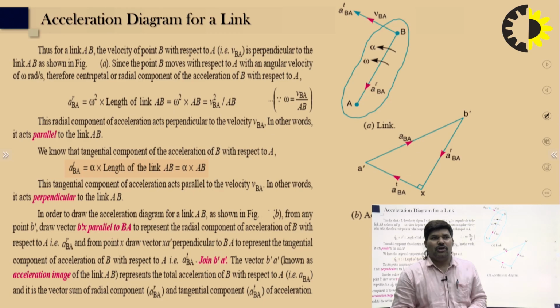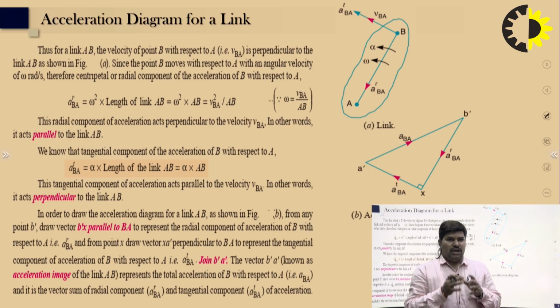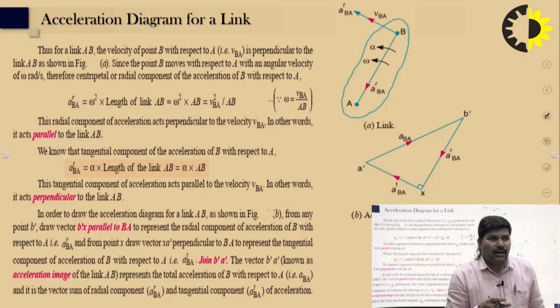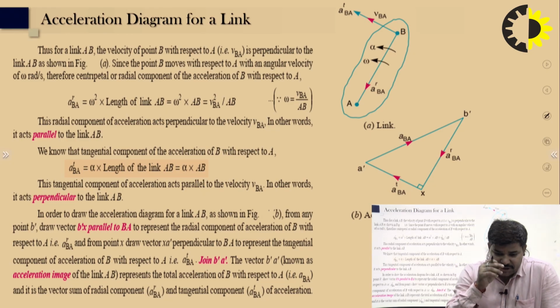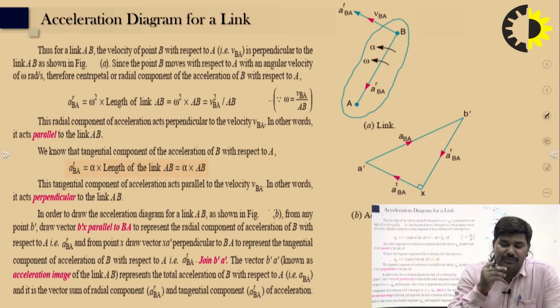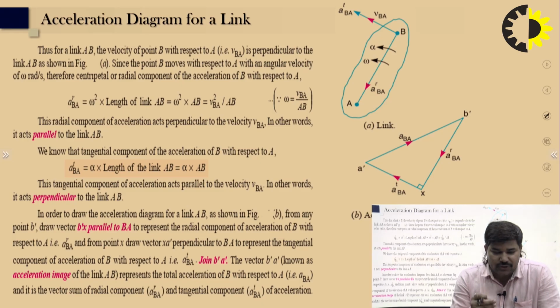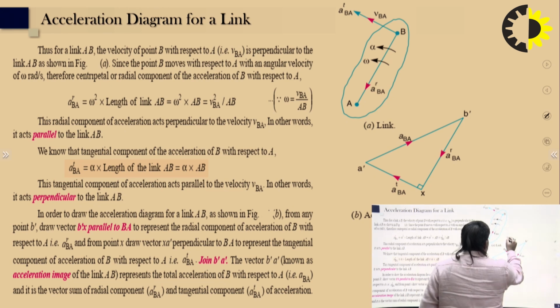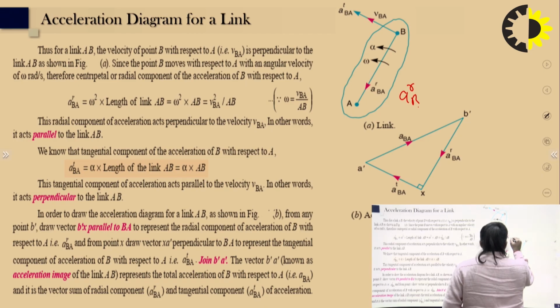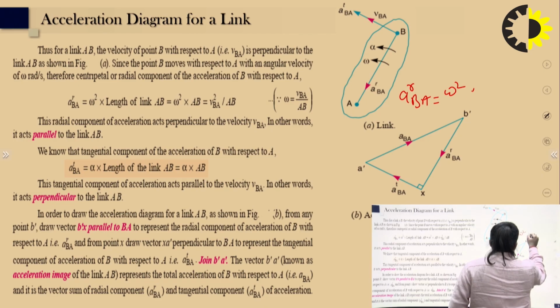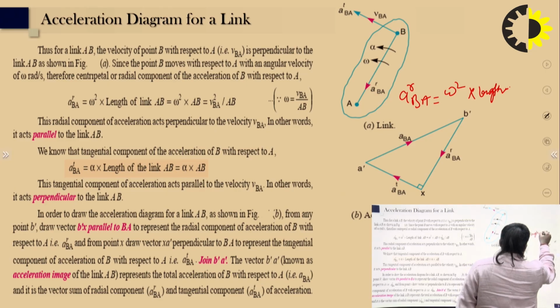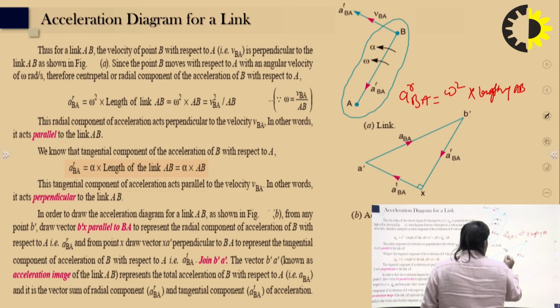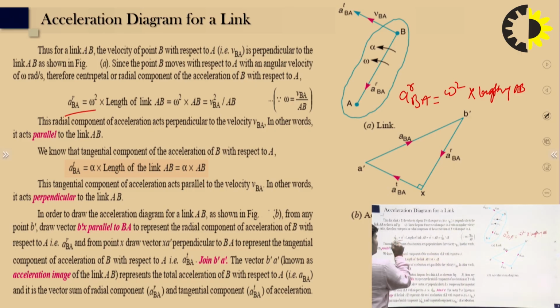The velocity of B with respect to A is perpendicular to link AB, since the point B moves with respect to A with an angular velocity of omega radian per second. This is the centripetal or radial component of the acceleration of B with respect to A. So the radial component a^r_BA equals omega square into the length of link AB.